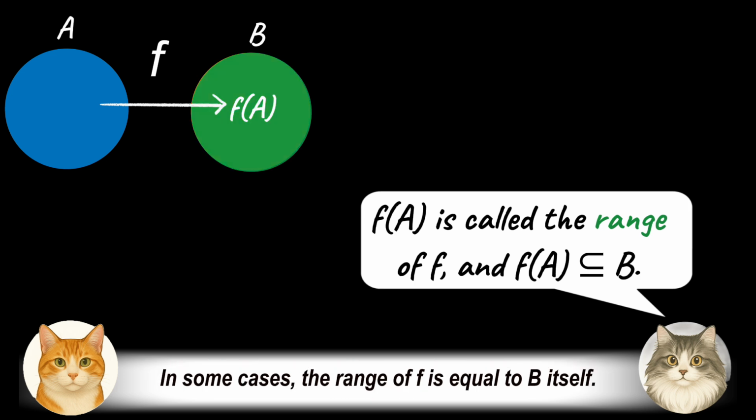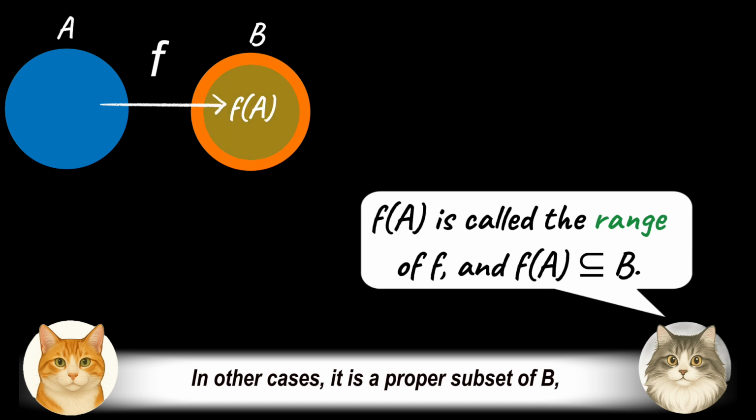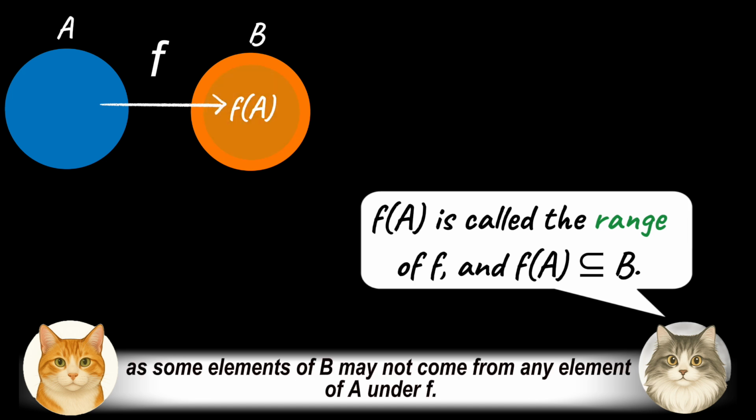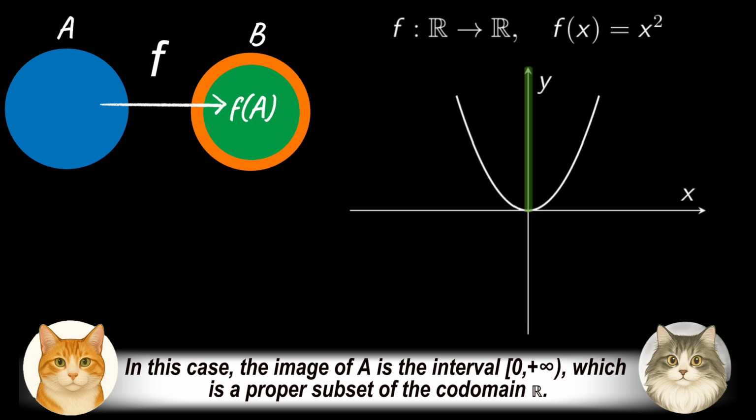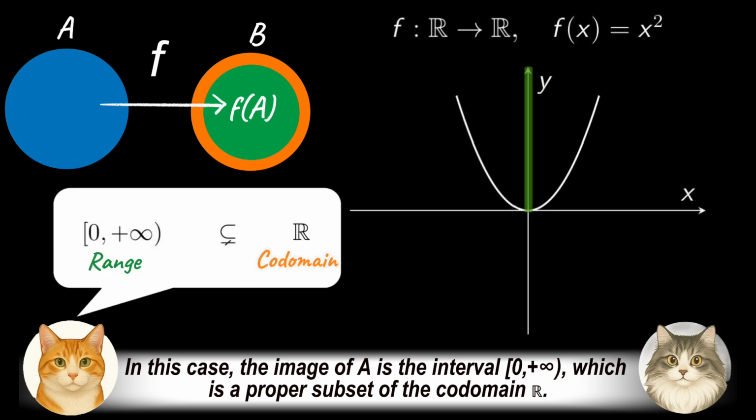In some cases, the range of f is equal to B itself. In other cases, it is a proper subset of B, as some elements of B may not come from any element of A under f. For example, let f be a function from R to R, which maps x to x squared. In this case, the image of A is the interval [0, infinity), which is a proper subset of the codomain R.